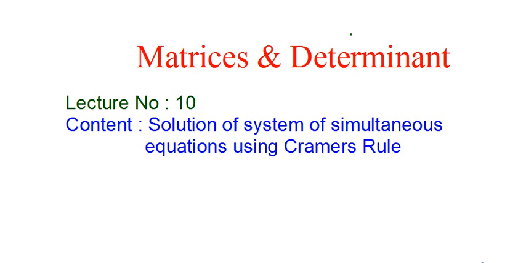In the previous lecture, we saw how to solve the system of linear equations using the adjoint method. In this lecture, we will study how to solve the system using Cramer's rule. So basically, we will study what Cramer's rule is and how to solve the system using Cramer's rule. Firstly, we will see Cramer's rule for the system having two equations and two unknowns.